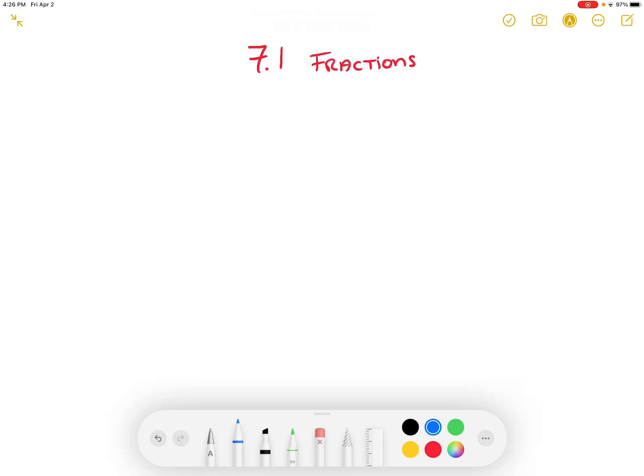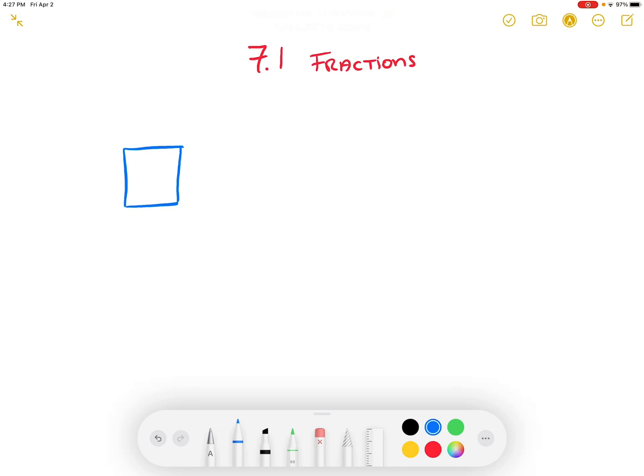Today we are talking about fractions. And fractions are a very, very simple concept. Let me explain. A fraction literally means a part of a whole. That's how the word fraction came about. A piece. So for example, let's say we had a box.